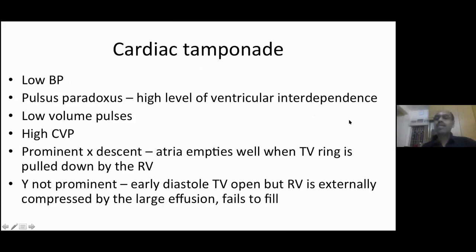Cardiac tamponade is the last topic we are going to wind up with. Cardiac tamponade is caused by a very high amount of fluid in the pericardium, which is pressing on the cardiac structures.